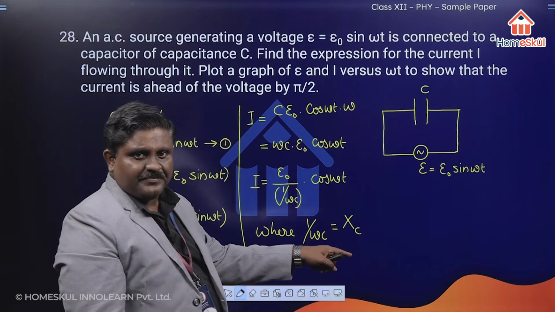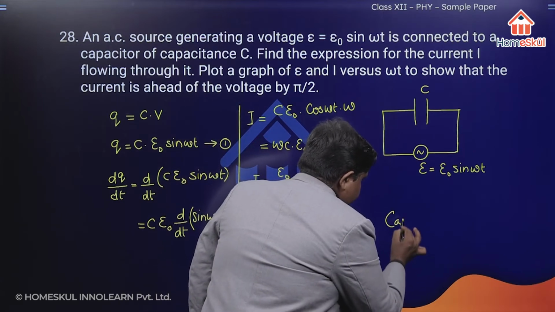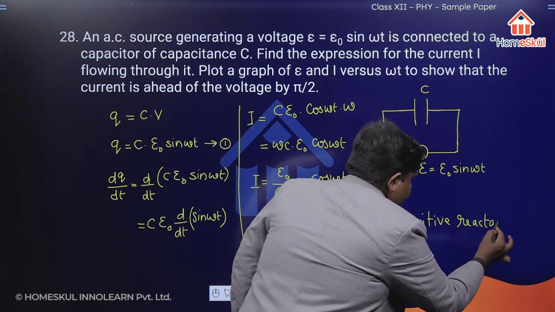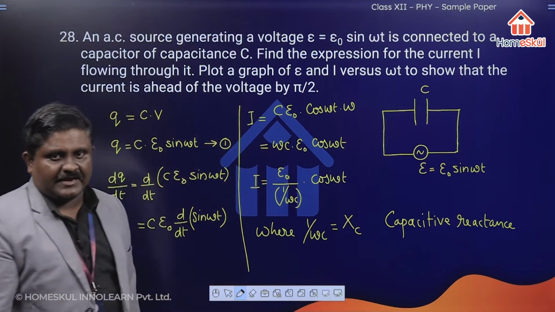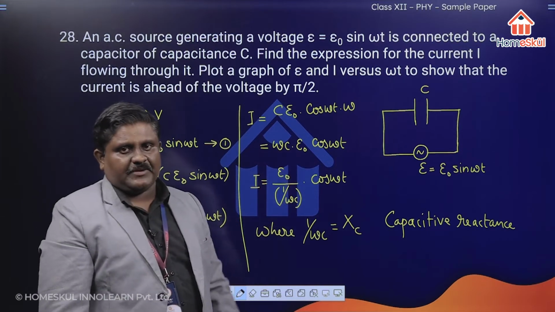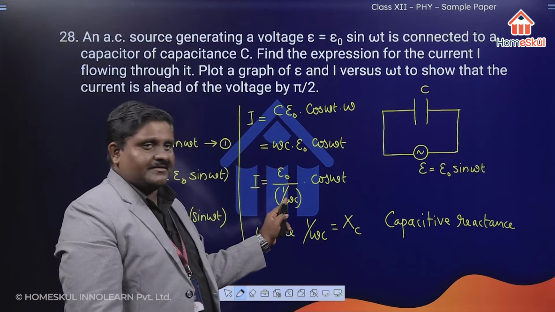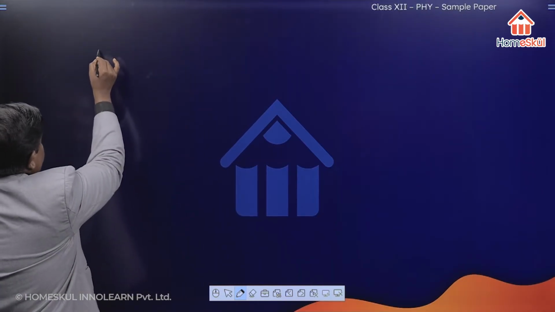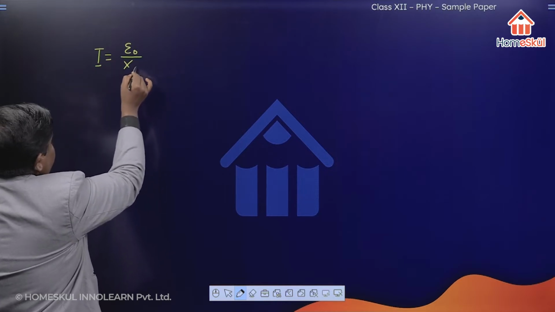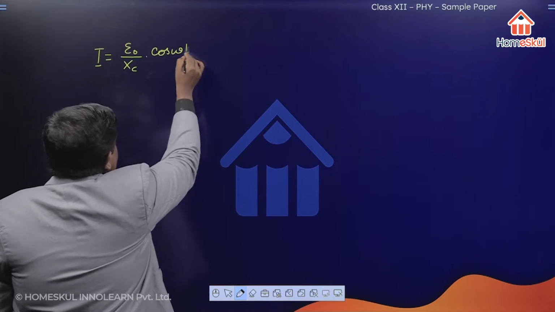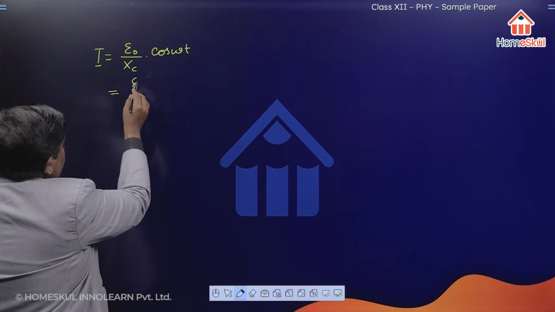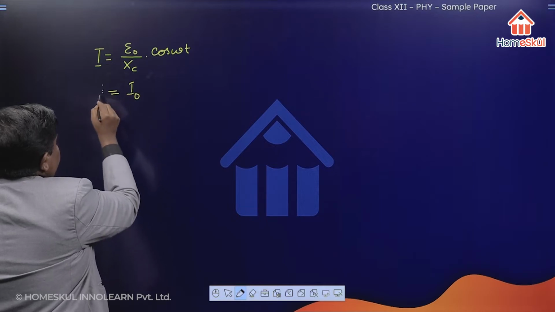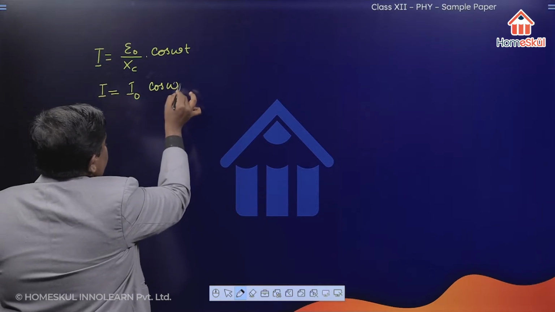Here XC is the capacitive reactance. That will act as the resistance of that capacitor. So E0 by the resistance, we get I equal to E0 by XC into cos omega t. E0 by XC is the maximum value of current, that is I0. So I equals I0 into cos omega t.